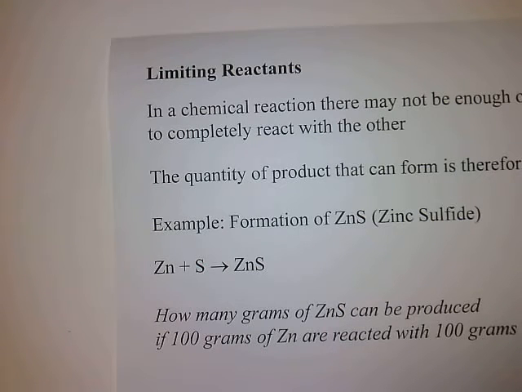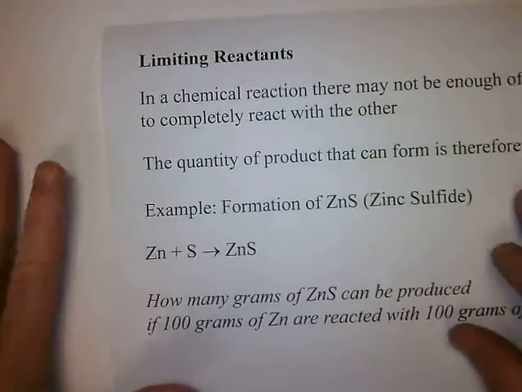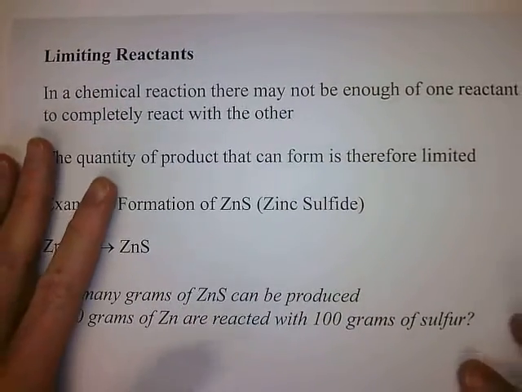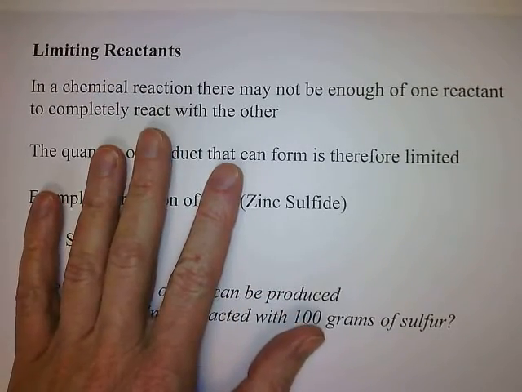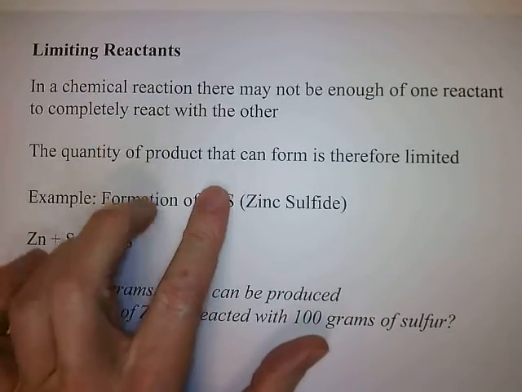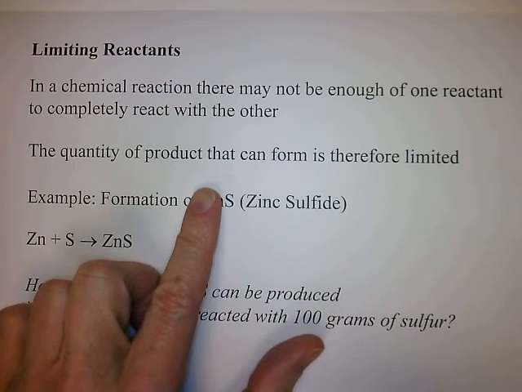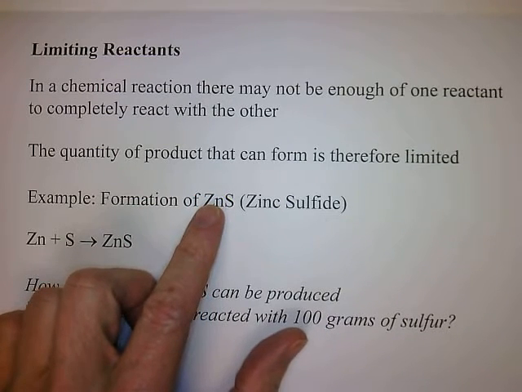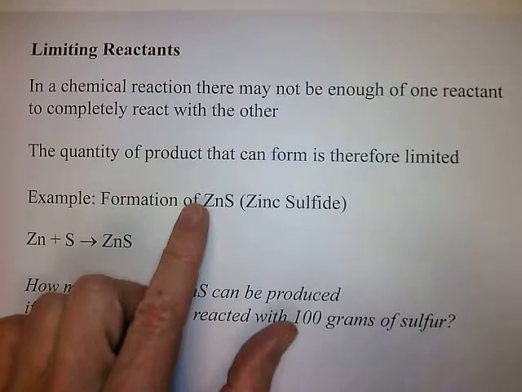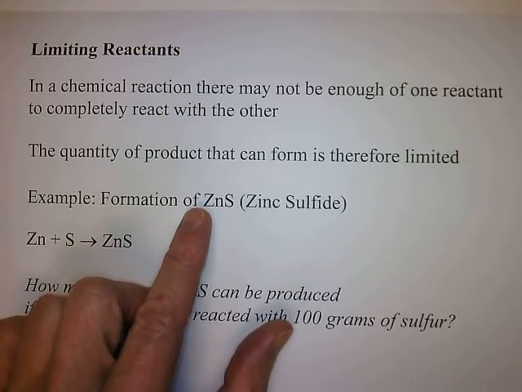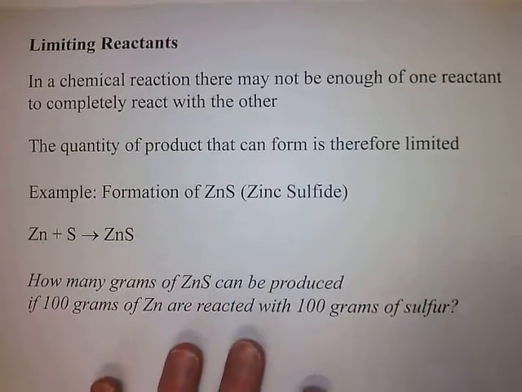All right. So there's still a few things that we need to talk about here. The next is this concept of limiting reactants. You might not have enough of one reactant to completely react with another, and the quantity of product that can form is therefore limited. That's why we call it a limiting reactant.